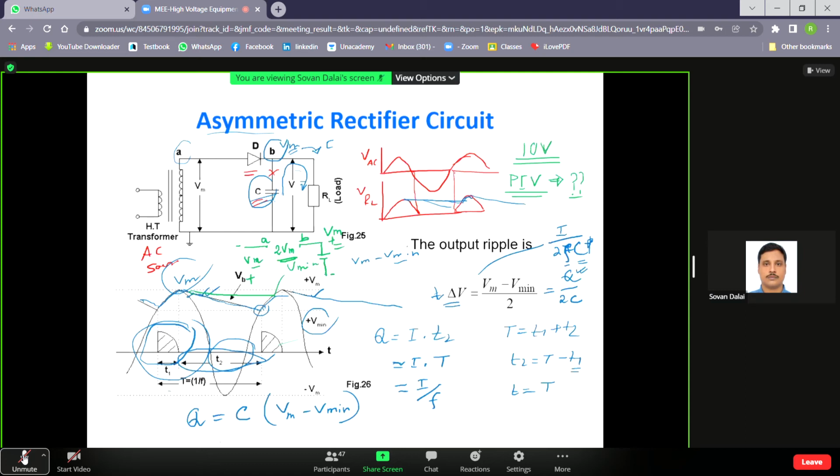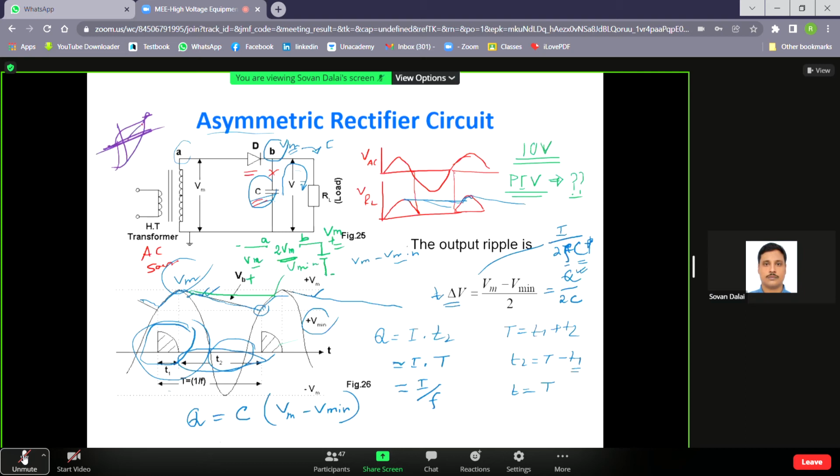Special transformer means you have to select a transformer whose saturation flux density should be higher, or you have to operate the transformer below the knee point.